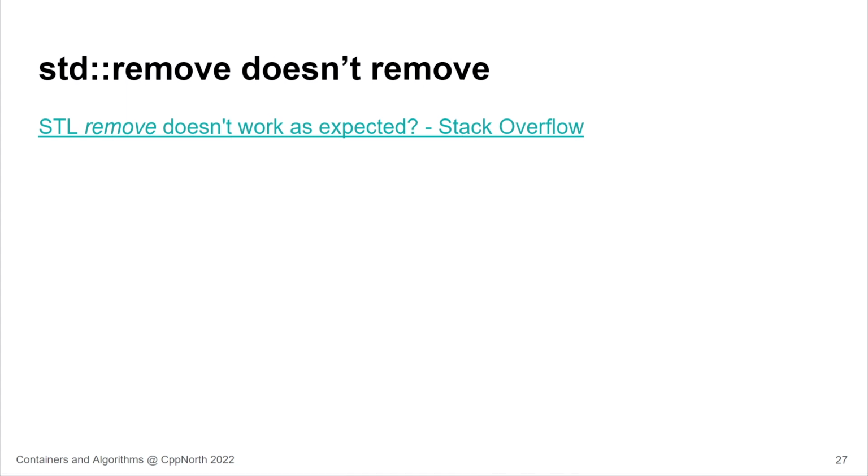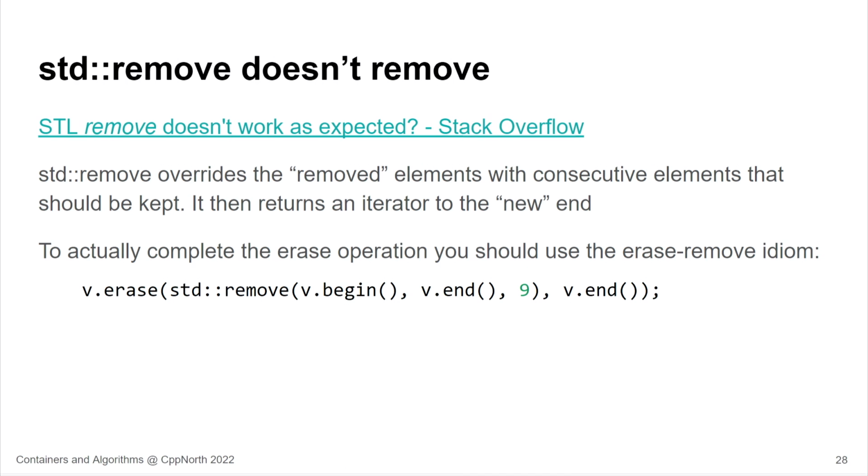This is a question, by the way, on Stack Overflow. Somebody uses std::remove and says, I used std::remove and I didn't get the expected result. Well, it says so in the spec. std::remove overrides the removed elements with consecutive elements that should be kept. It then returns an iterator to the new end, which is still inside your container. Maybe if you actually want to erase, which most usually you would want, you should call erase after you call remove. So it is known as the erase-remove idiom.